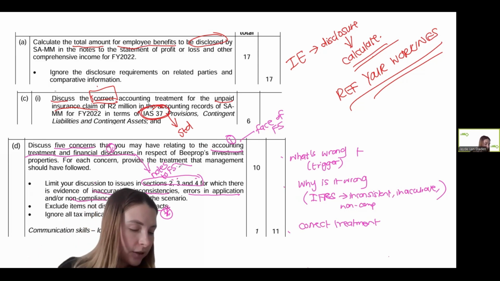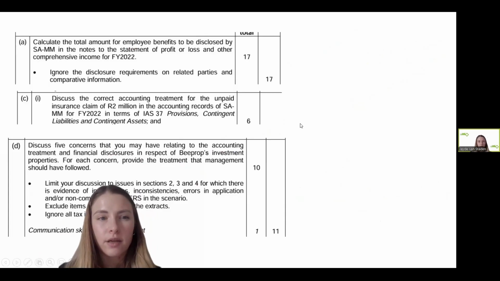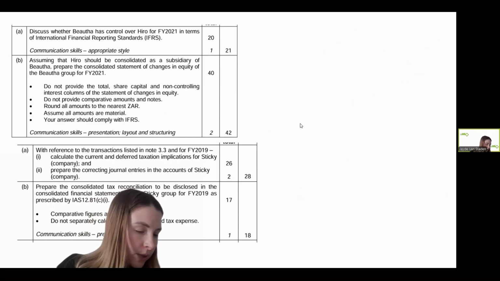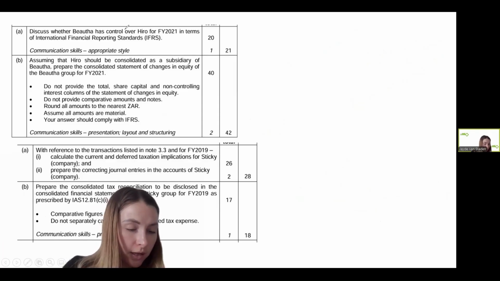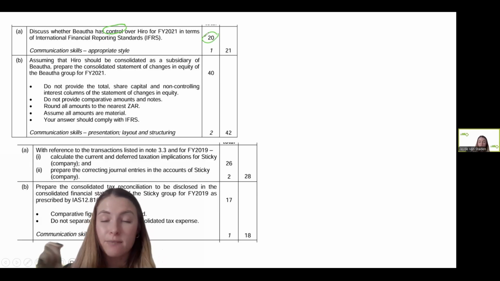Okay, let's take a look at our next batch of requireds. So now we are dealing with discuss whether BOFA has control over HIRO for FY 2021. Okay. Ooh, interesting one. Nice 20-mark question.